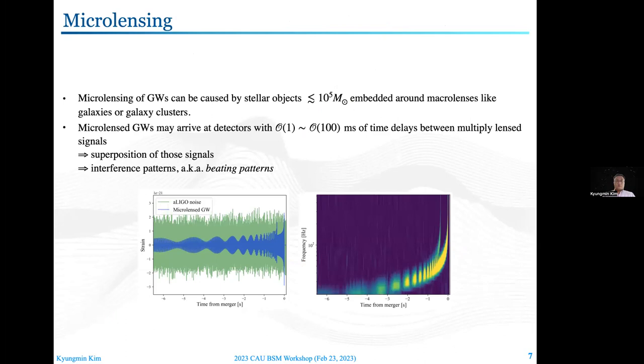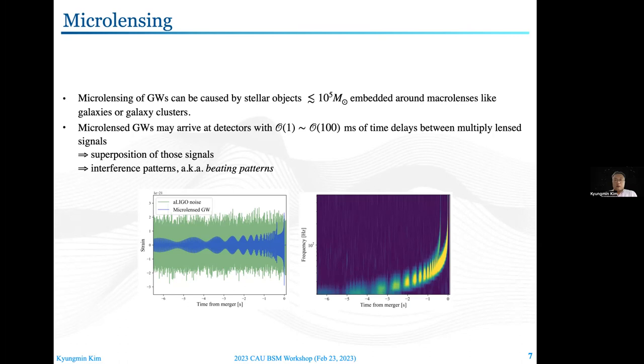So let me move on to the microlensing related work. First, the microlensing of gravitational waves can be caused by stellar mass objects smaller than 10 to the 5 solar masses, covering stellar mass black holes and also intermediate mass black holes. That can happen through stellar mass objects embedded around macro lenses like galaxies or galaxy clusters. And then microlensed gravitational waves may arrive at detectors with a time delay on the order of 1 to 100 milliseconds between the multiple lensed signals.